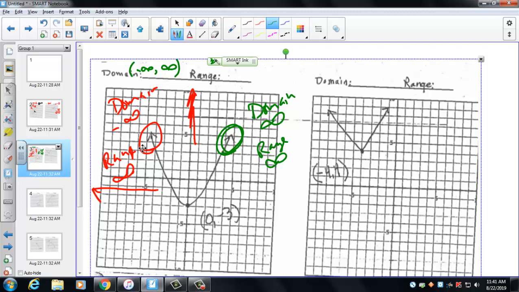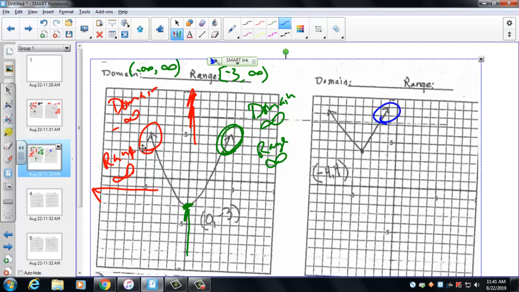All right. What's the range? Negative 3 is the lowest point on the graph. Does everybody see that? That's the lowest point. Okay. Negative 3, positive infinity. Notice that we're putting a bracket on the negative 3 because that point's included.